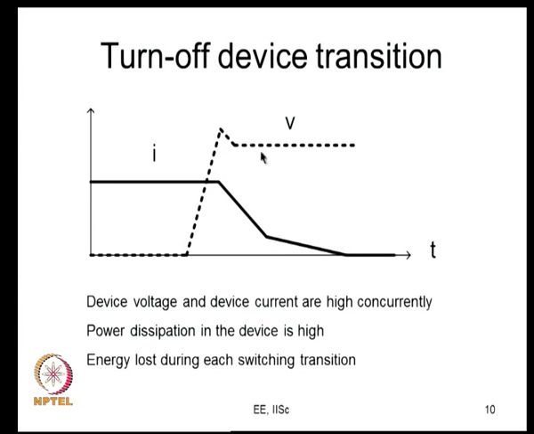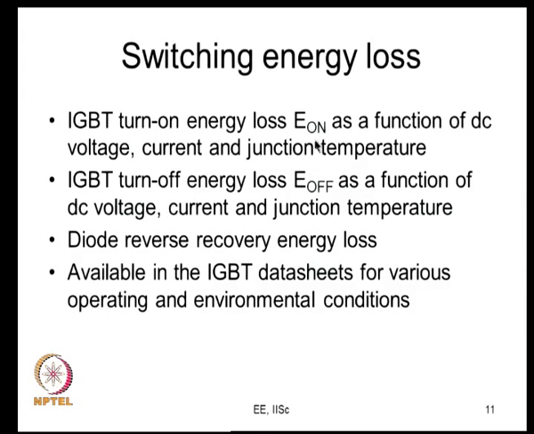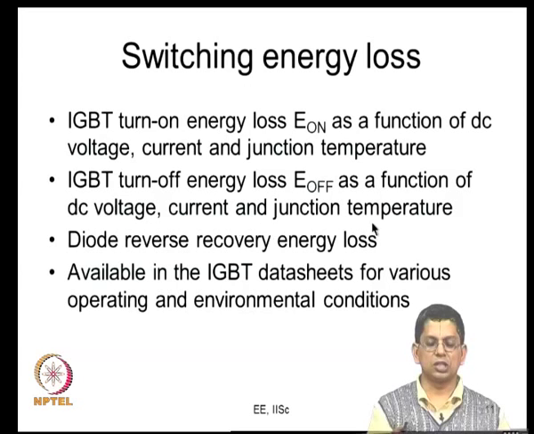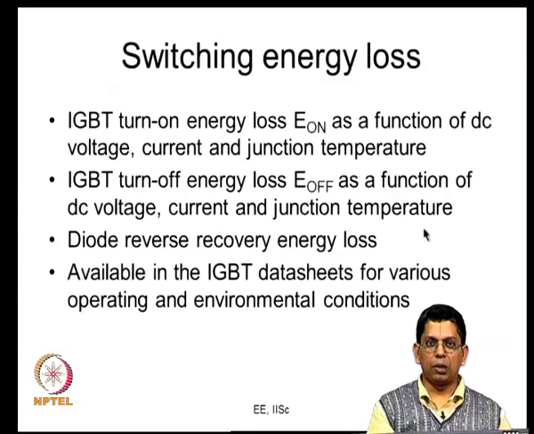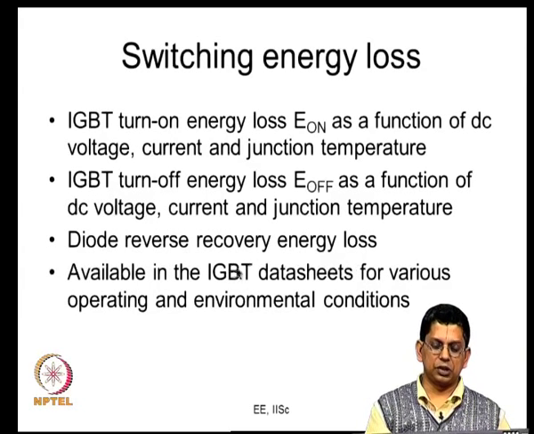And similarly, you have the turn off transition, and we find the same kind of story here: before the current starts falling, the voltage across the device has risen. So, there is a significant amount of loss now. So, there is this turn on energy loss E on, and this turn off energy loss E off. These are available as functions of DC voltage, current and junction temperature, normally in the data sheets. Similarly, the diode has what is called a reverse recovery energy loss. So, there is a reverse recovery process, and there is some energy loss associated with that.